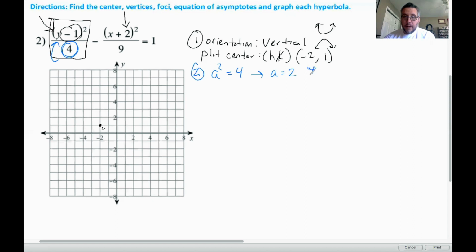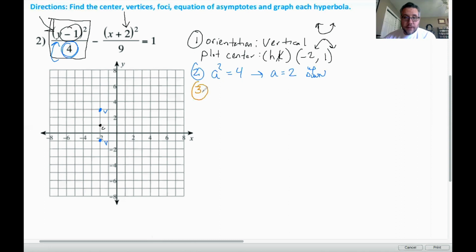So you're going to go up and down 2 units from the center. So if you go up 2 units, plot that. That is your vertex, one of them. From the center, go down 2 units and plot the other vertex. So you're going to have one branch going up, one branch going down. If you were to connect those vertices, that is the transverse axis, which would be a grand total of 4. Okay, we got that. Now we'll move on to step 3.